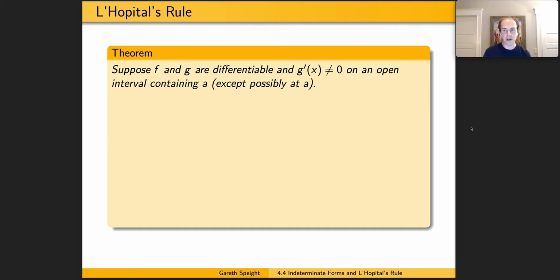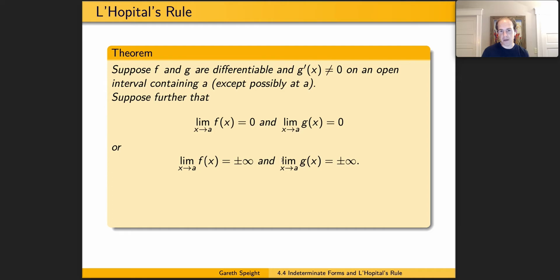So suppose we have two functions, which are going to be the top and bottom. So our two functions are differentiable, and the derivative of g is non-zero on an open interval containing the point we're interested in. So this is kind of a technical assumption. And then there is a really important condition that either the limit of f and the limit of g are both 0, or the limit of f and the limit of g are both plus or minus infinity. So either the top and bottom both go to 0, or the top and bottom both go to infinity. Then if this is true, we can calculate the limit of f over g as the limit of f prime divided by g prime instead.